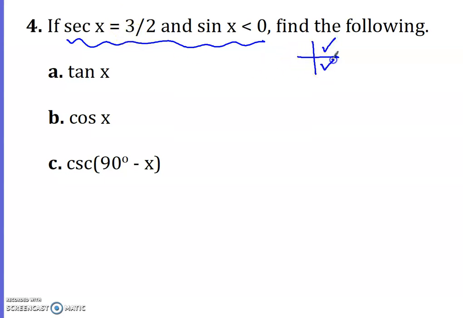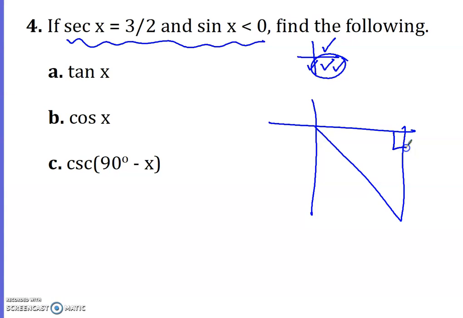So where is secant positive, or where is cosine positive? Well, it's two places. I need to narrow it down to one. So then it says, where is sine less than 0? So where is sine negative? This only happens in the fourth quadrant. So I'm going to construct my triangle in the fourth quadrant.